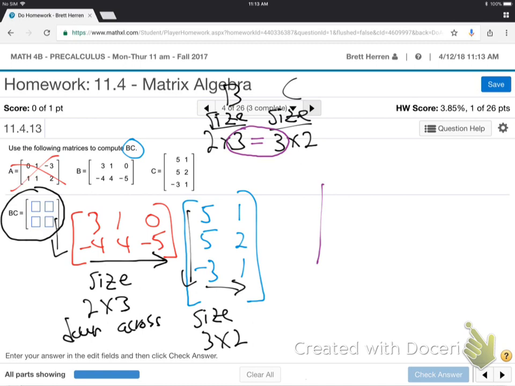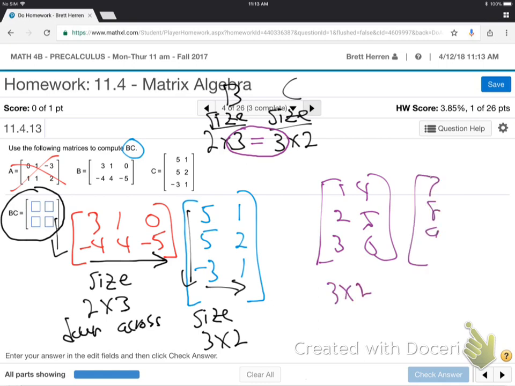For example, what if I had a matrix that went 1, 2, 3, 4, 5, 6? What's the size of that matrix? That's a 3 by 2. And I wanted to multiply another matrix that's 7, 8, 9, 10, 11, 12. Two matrices that are 3 by 2. They're both 3 by 2, right? Can I times them? No. Why? Because the inside numbers are not equal.